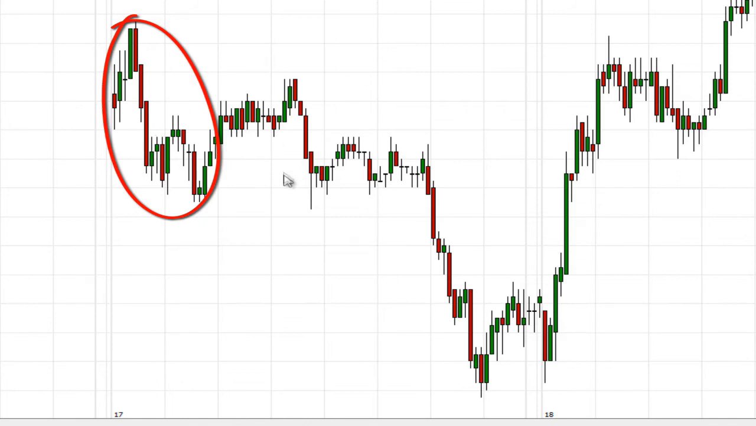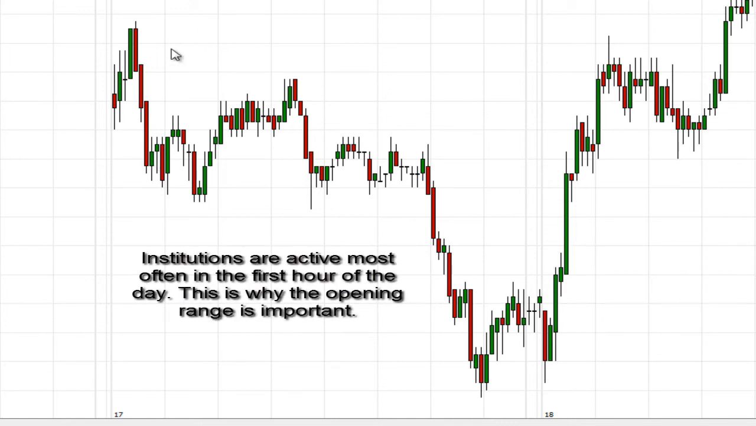Now, why do we place so much focus on this first hour, the opening range? Well, the reason is, if you remember thinking about market participants, institutions, which are usually the ones that move the markets, the ones with the major volume, are usually most active in that first hour of the day.